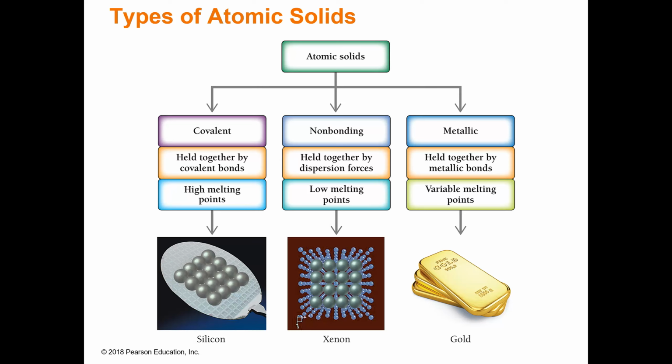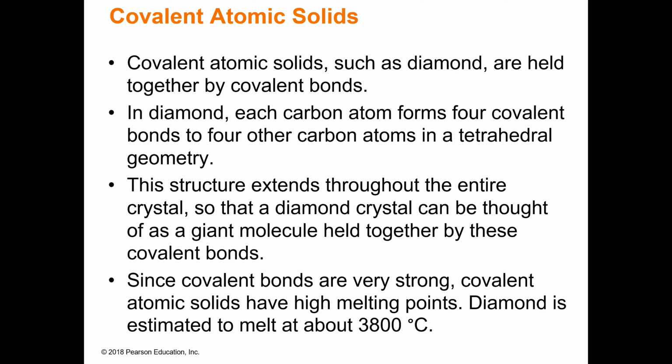These are like one giant molecule. In diamond, each carbon is covalently bonded to 4 others in a tetrahedral pattern. It has extremely high melting points. For example, diamond, approximately 3,800 degrees Celsius. Clinically, covalent atomic solids are used in specialized medical tools. For example, diamond-coated surgical blades for microsurgery.